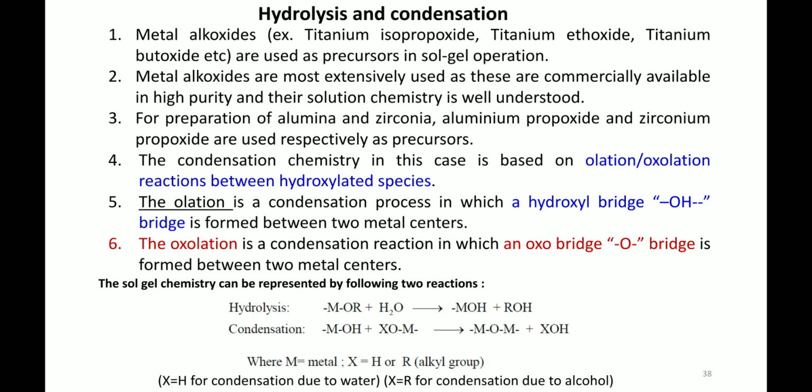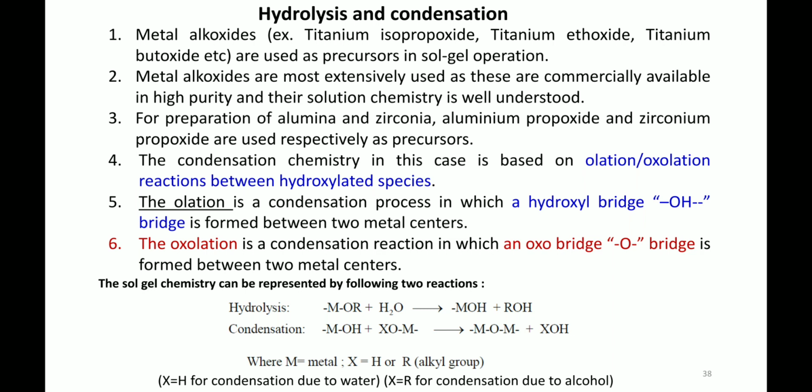For preparation of alumina and zirconia, for example, alumina means Al2O3, and zirconia is ZrO2. If you want to prepare this kind of material, then obviously you have to use aluminium propoxide and zirconium propoxide as precursors, respectively. So for alumina you have to use aluminium propoxide. For zirconia you have to choose zirconium propoxide.